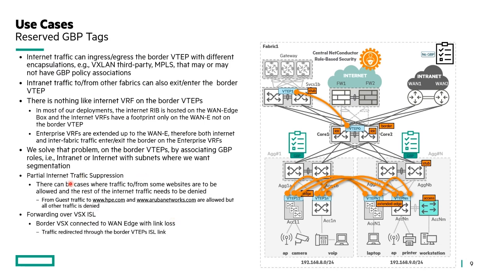And so an additional use case is forwarding over the VSX ISL, the border VSX connected to the WAN edge, where you have a link loss between the VSX members and the WAN edge. So in that case, there's a link loss there. The traffic can get redirected through the ISL, and we use the ISL GBP tag for tagging that traffic.